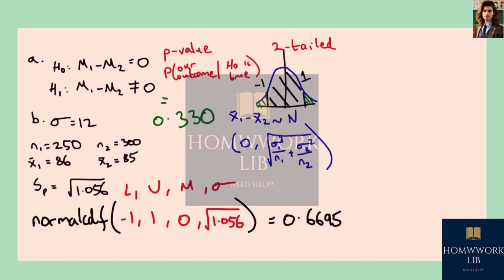That's a pretty high probability. We're saying that if there really is no difference in the population means, if you were to take 2 samples of these sizes, look for difference in sample means, 33% of the time you would see something as extreme as we saw here. Not surprising.